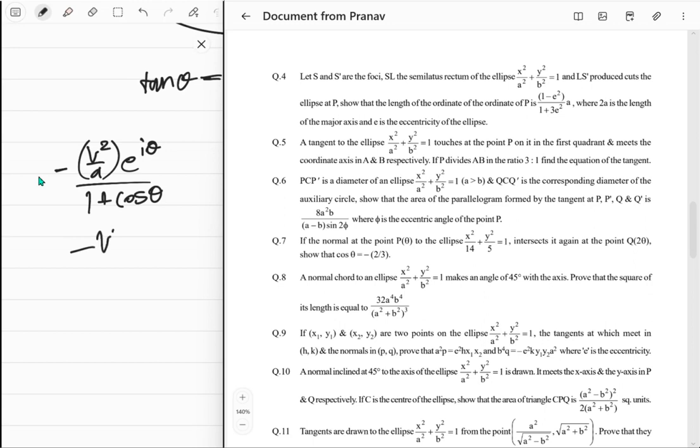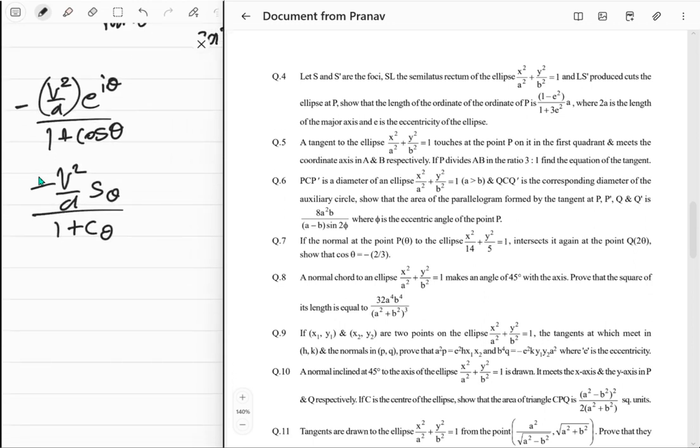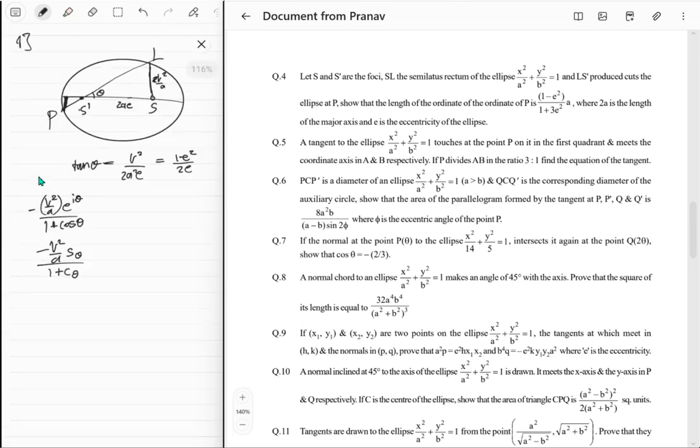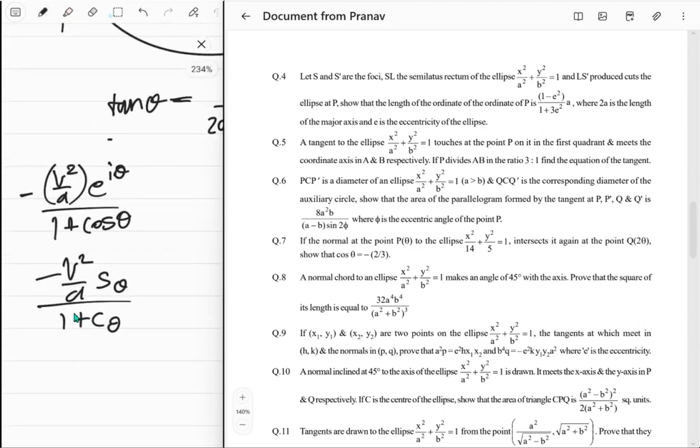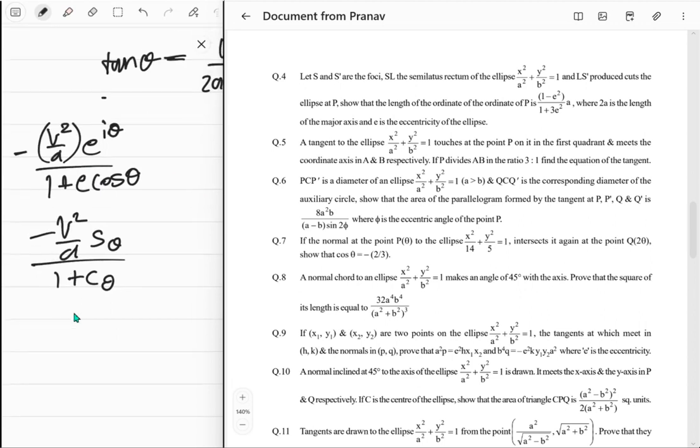It's going to be negative b squared upon a, and then sine theta upon 1 plus cosine theta, which, ooh, I just want this. You know what tan theta is, but you don't know anything more than that. That's unfortunate. Okay. It's gonna have all this weird stuff. That's not what I want. No. Oh, sorry, it should be this times the eccentricity. Why did I forget that? Okay. So eccentricity times all of this.